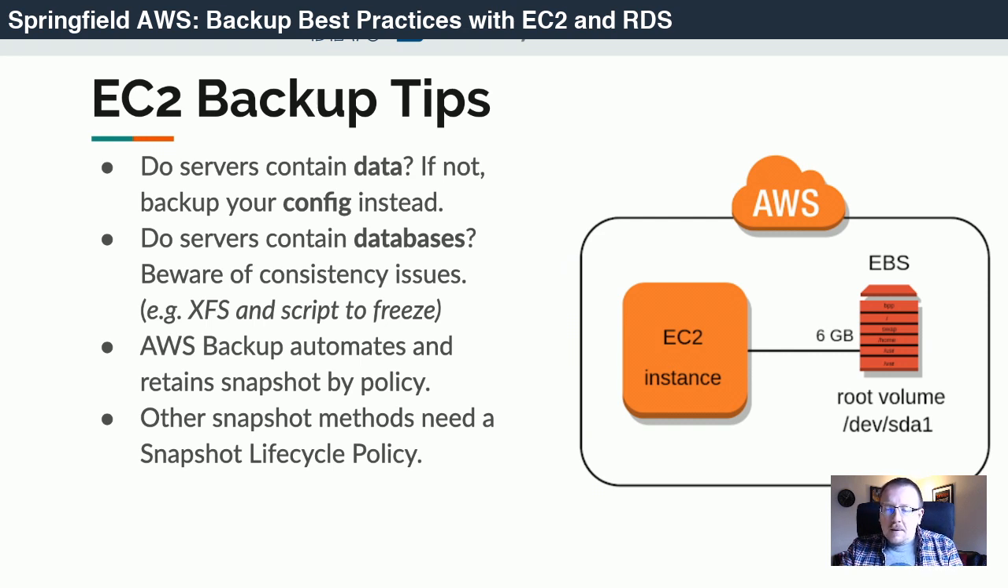But as far as the recap goes on EC2, AWS Backup automates and retains your snapshots by policy. So rather than manually trying to manage that, you can tell it, I need to keep these snapshots for this amount of time, whether they be daily, weekly, or monthly snapshots. And then once you hit that time, they can expire. The other thing is AWS Backup can push those older snapshots into other storage classes, I believe, to help keep costs down.